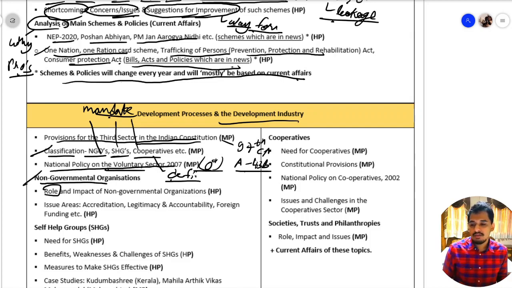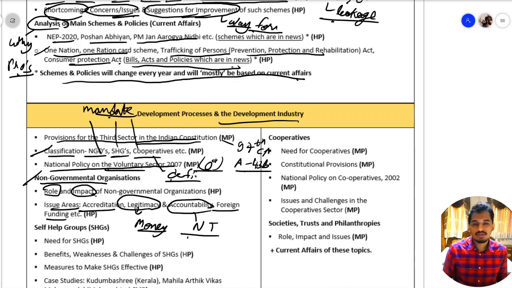Then we have non-government organizations. In NGOs, we have role and impact of NGOs and the issues with them. The issues with them are accreditation, legitimacy issue, like they do money laundering. Then we have accountability issue, that they are non-transparent. Then we have foreign funding issues, that they try to destabilize India with the help of foreign funding.